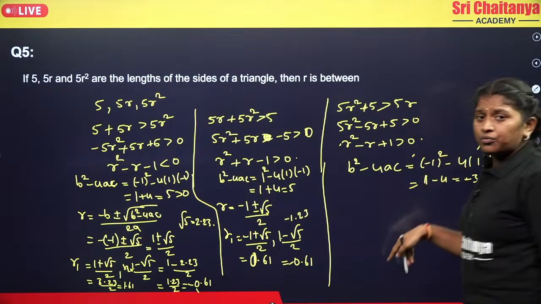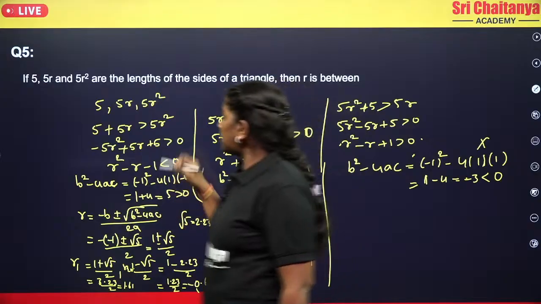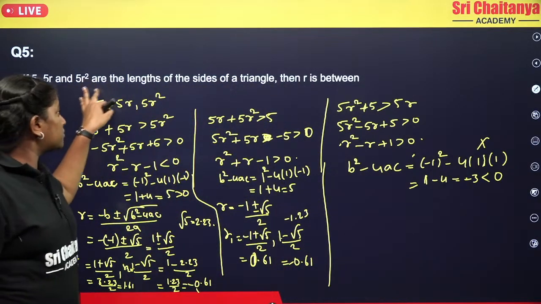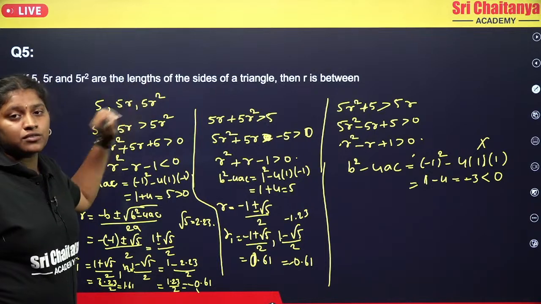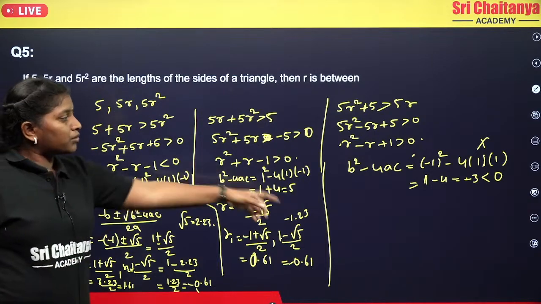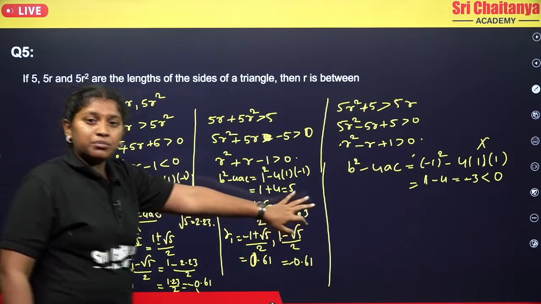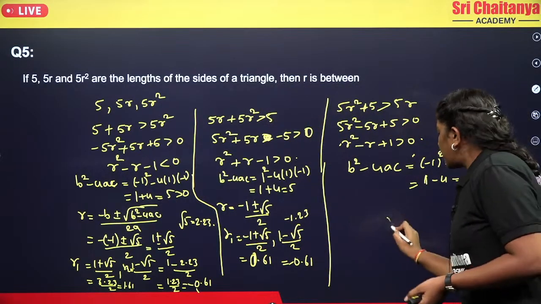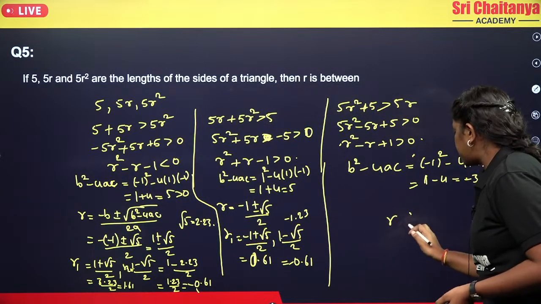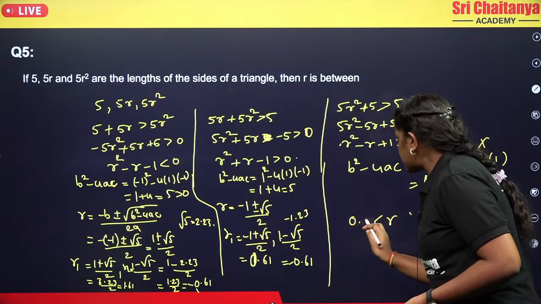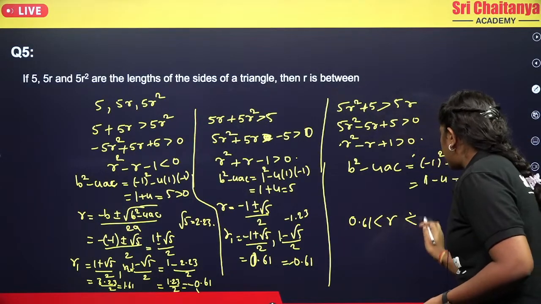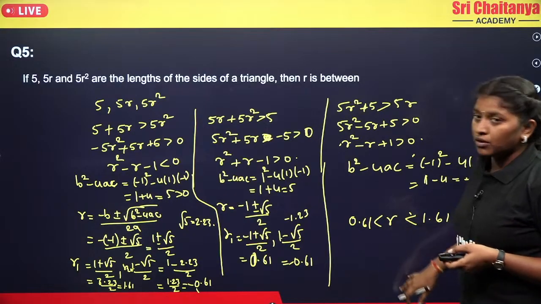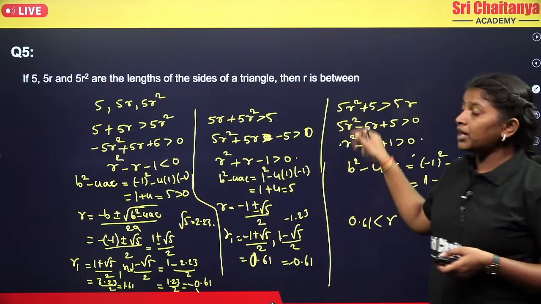Why? Because r is nothing but the value that is affecting the length of the sides of the triangle. That's the reason we are not going to consider it if we are having imaginary roots. So the possible values for our r will be lying between 0.61 and 1.61. Okay, so this is how we are going to solve if we are having it with the help of any variable.